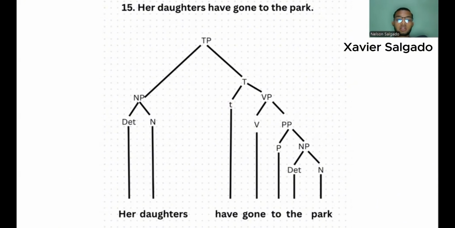Determiner is her, noun is daughters, and the tense is have, the verb is gone, the preposition to, determiner the, and the noun park. As we know, the tense of this sentence is given by the verb. We have gone, and we know that this verb is in the past participle. And well, that's all for me in this video.